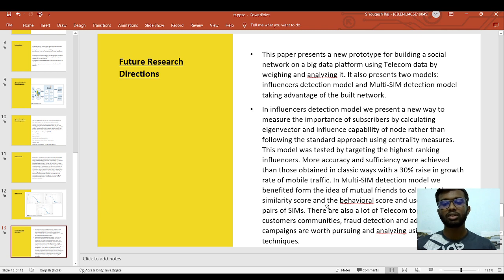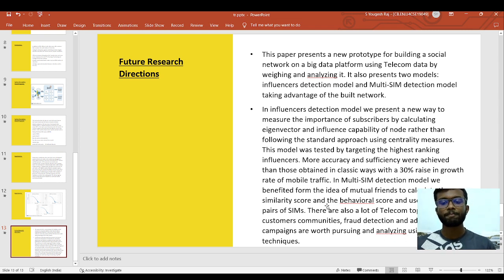In the influencer detection model, we present a new way to measure the importance of subscribers by calculating the eigenvector, rather than calculating the centrality, to capture the influence capability of the node rather than following the standard approach using centrality measures. The model was used for targeting the highest ranking influencers. More accuracy and efficiency were achieved than the classic ways. A 30% rise was also observed in the growth rate of the mobile traffic.